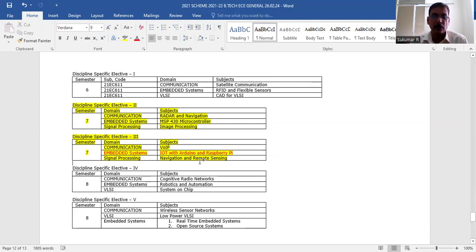But it's not compulsory that you have to go in the same domain in both electives. It is up to you to choose one domain in the first elective, some other domain in the second elective. But it is advisable to go with the same domain so that you can specialize in one particular domain, which will enhance your core knowledge in that particular domain.